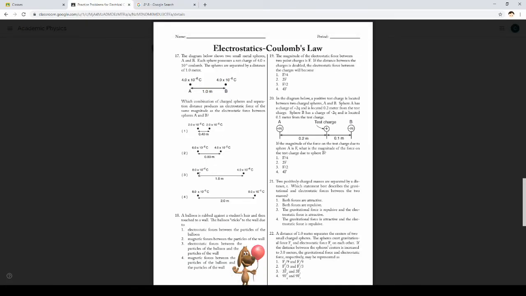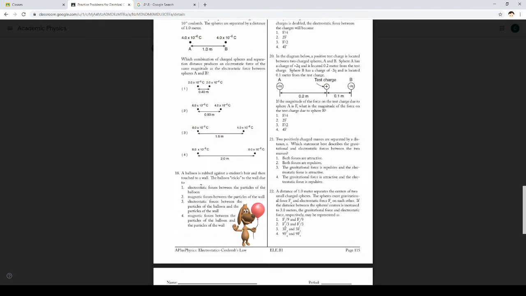So I keep doing that until I get down to this one. I have 8 times 8 is 64 divided by 4. 64 divided by 4 is 16 times 10 to the negative 12th. 4 is my answer. So that one was just really a plug and chug is the easiest way to do it.